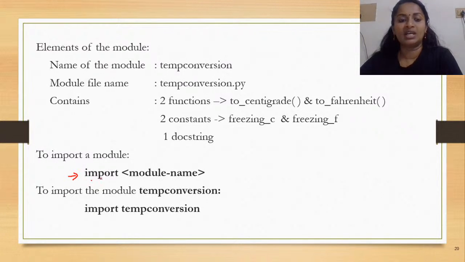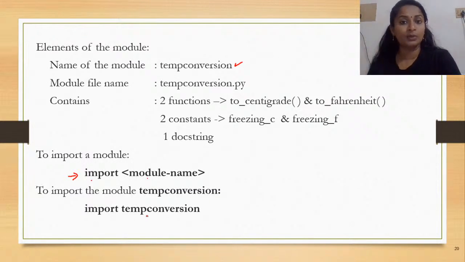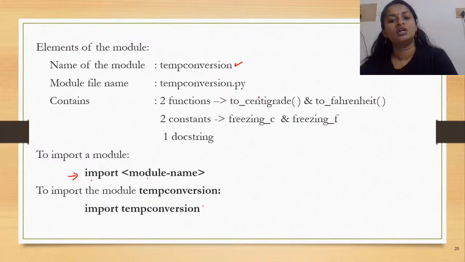You use the keyword import followed by the module name. Now, what exactly is the module name here? The name of your module is temp conversion, right? So, how do you import it in your program? Import temp conversion. This would be the very first statement in your program wherein you would be importing this module, and in whichever program you have imported the module, you get access to the function 2 underscore centigrade as well as to the function 2 underscore Fahrenheit.